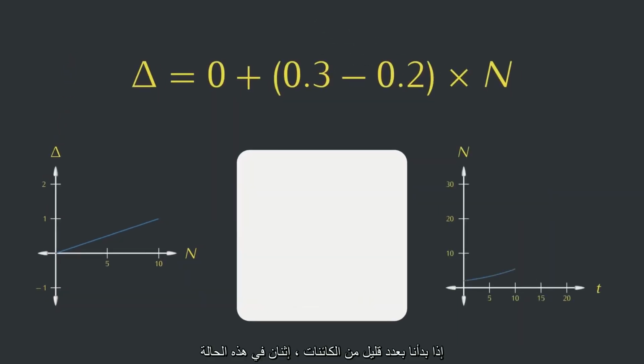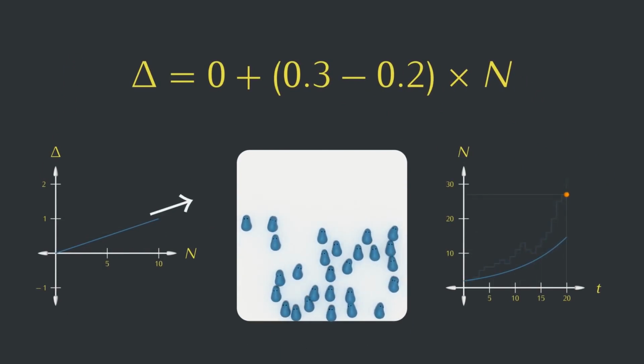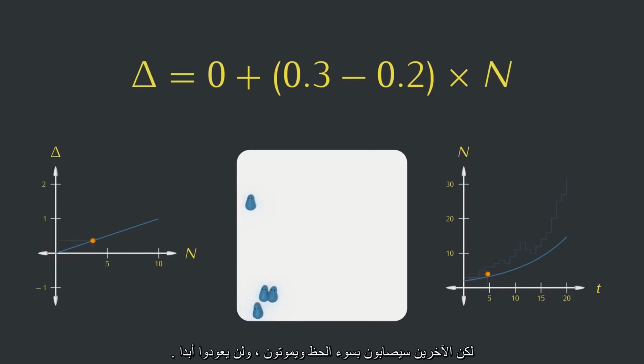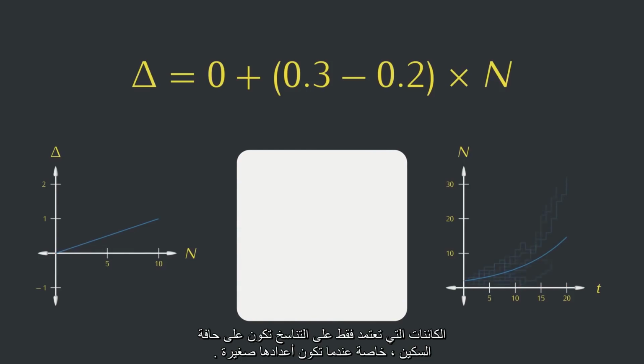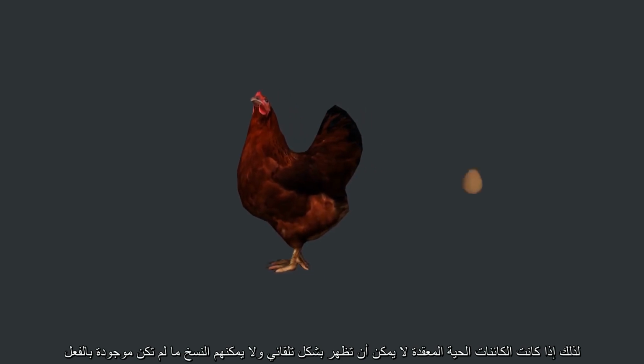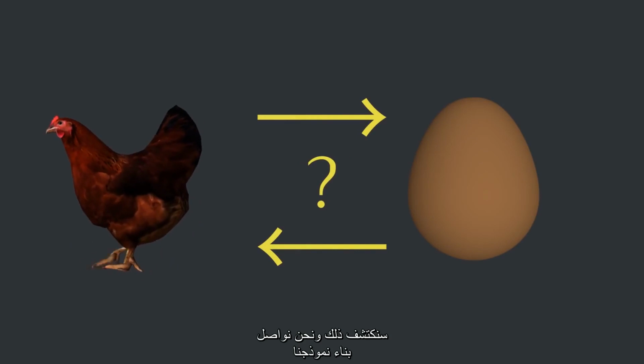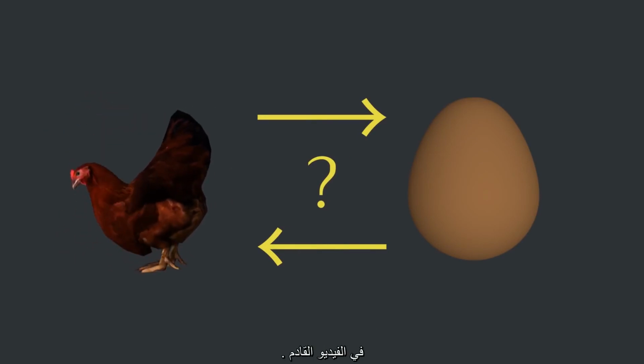So, if we start with a few creatures, 2 in this case, some simulations will grow exponentially and quickly be in no danger of extinction. But others will get unlucky and die out, never to come back. Creatures that depend only on replication are on a knife's edge, especially when their numbers are small. So, if complex organisms can't appear spontaneously, and they can't replicate unless they already exist, how do they get their start? We'll find out as we keep building our model in the next video. See you then.